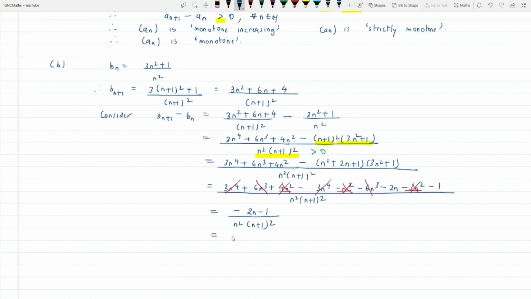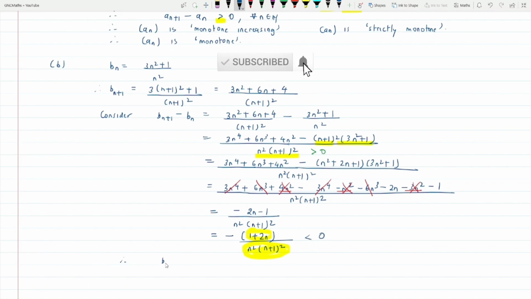We could just factor out the minus sign from the numerator, so we get minus of (1 plus 2n), and here we have n square times (n plus 1) whole square. Now you could see that for any given natural number, 1 plus 2n is positive. The denominator we already had checked that it is going to be positive, so the fraction over here is positive. But then since we have a negative sign prevailing out, this value is always going to be lesser than 0.